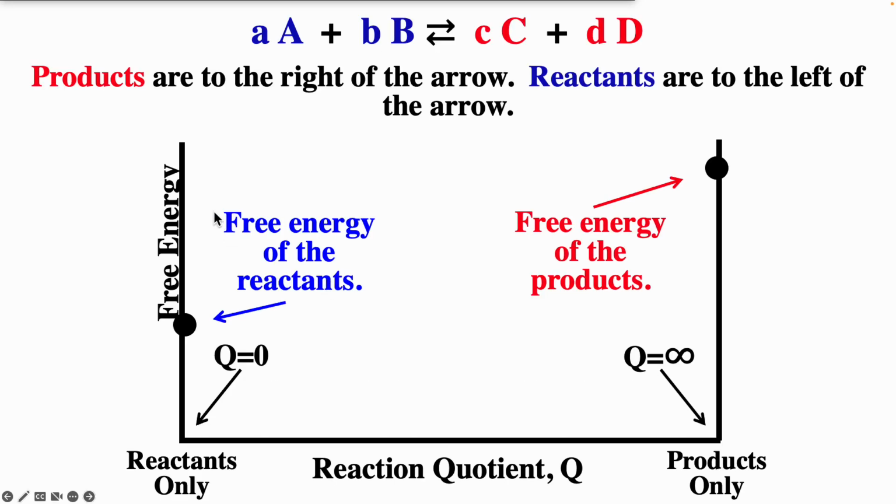And so if we plot the free energy on the y-axis and reaction quotient on the x-axis. And so on the left-hand side, we have only reactants. On the right-hand side, we have only products. And in the middle, we'll actually have a mixture.